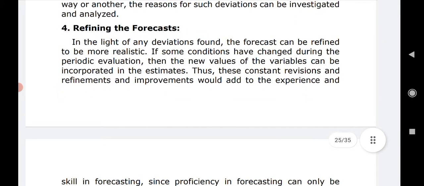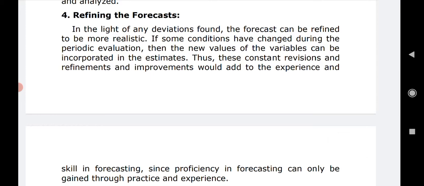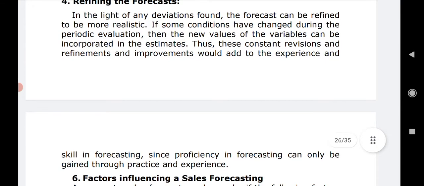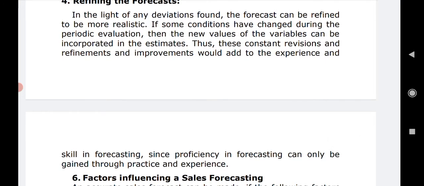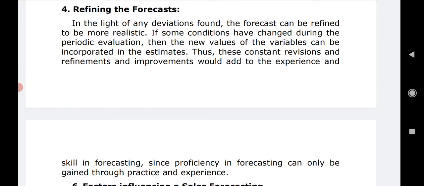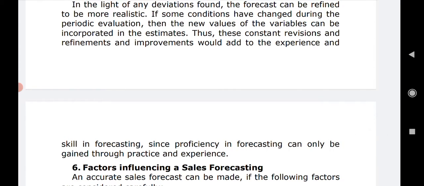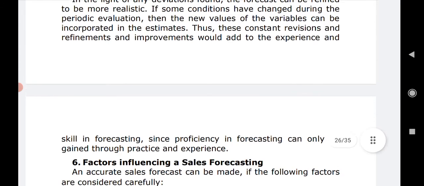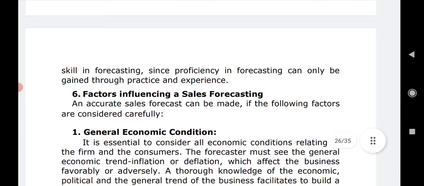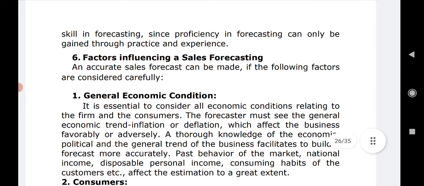Then comes up the refining of the forecast. Very, very important in the light of any deviations found. If any kind of deviations are found, then the forecast can be refined to make it more realistic. If some conditions have changed during the periodic evaluation, then new values of the variables can be taken up and incorporated in the estimates. Thus, this constant revision, refinement and improvement would add to the experience and the skill of forecasting. Right. So these are considered to be a few of the very important elements of sales forecasting.